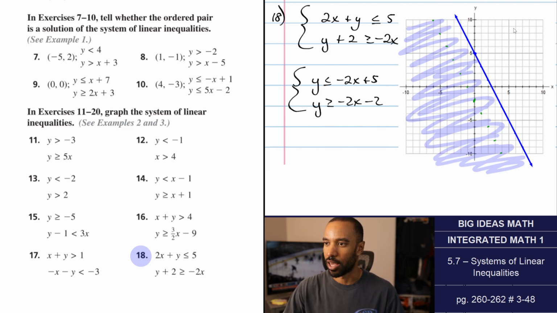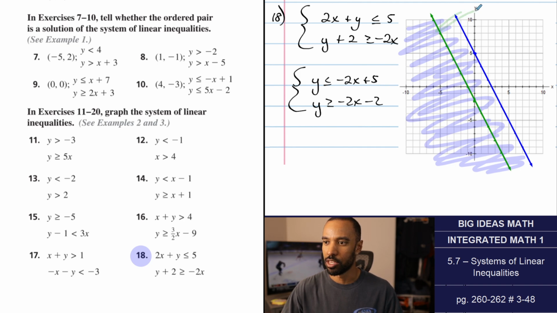This one's also a solid line, but this time we shade above. So shading below one and above the other, despite the fact that the lines are parallel, again, does not guarantee you have no solution, right? This is an instance of that. So shading above this one would look like that right there.